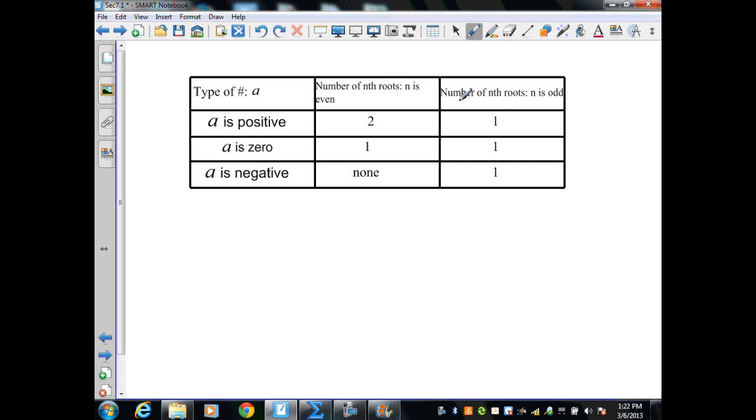Here, if I have an odd index and my number is positive, I have one solution, a positive principal root. If my radicand is 0, again, I have one possible solution. Cube root of 0 would be 0, for example. If I have a negative radicand, again, I have one possible solution, as we have on the previous page, which would be the cube root of a negative 125 is just a negative 5.